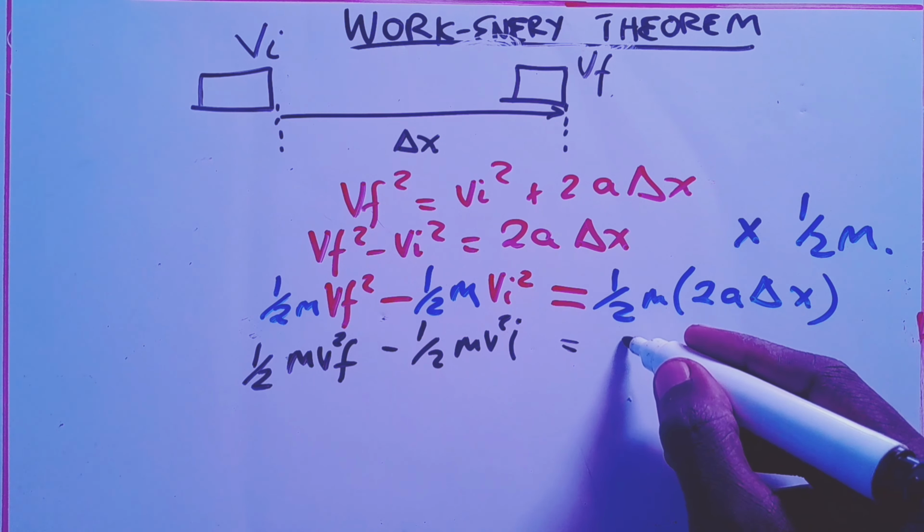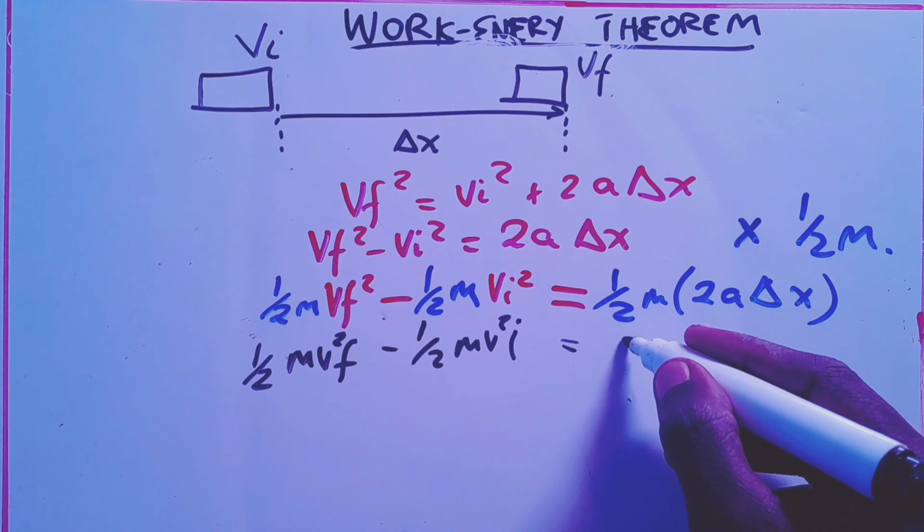But according to Newton's second law of motion, we know that F net is equal to ma. Instead of having ma here, we can replace it by this F net here. So F net is equal to ma.